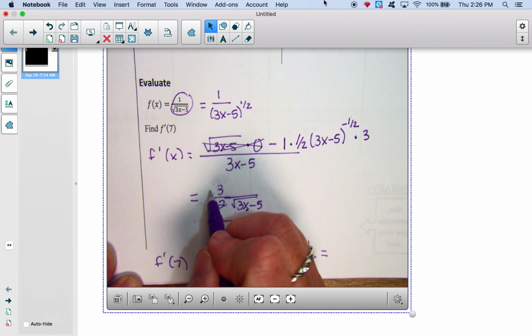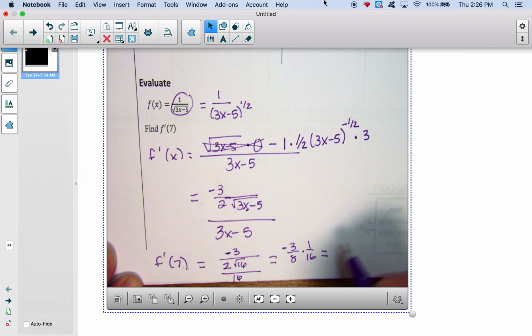And this is a negative. I lost my negative, which is negative 3 over 128.